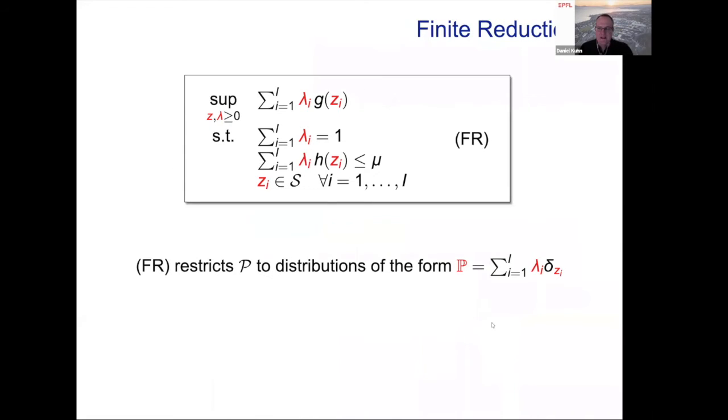Okay. So the first idea to achieve that is to introduce a finite reduction of the primal uncertainty quantification problem. So this finite reduction reduces the original feasible set, the ambiguity set, to contain only discrete distributions with I different atoms, where I is the number of components in the piecewise concave disutility function. So the finite reduction can thus be cast as an optimization problem over the locations Zi and the probabilities lambda i of the atoms in the discrete measure.